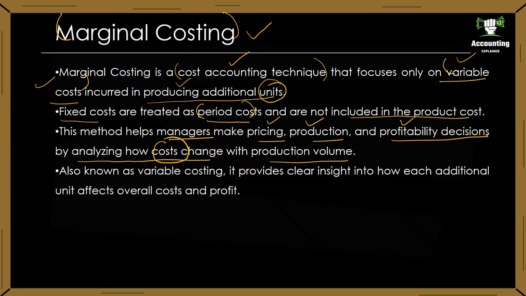Marginal costing can also be called variable costing, because we consider only variable cost. And it provides clear insight into how much each additional unit affects overall cost and profit. Even if you want to produce 1 unit more, you can easily calculate using marginal costing how much it is going to affect our cost and profit. It also applies for fewer units. In this way, you can make analysis very easily. So you can say marginal costing is a very important key method that you can use for real world business choices and also for your exam problems.